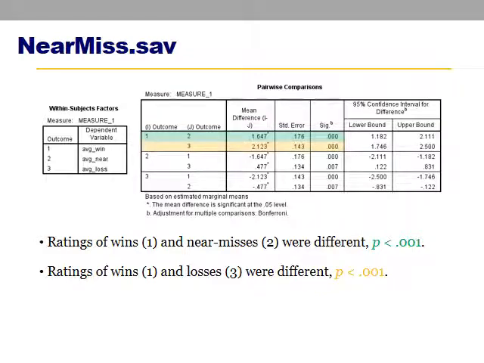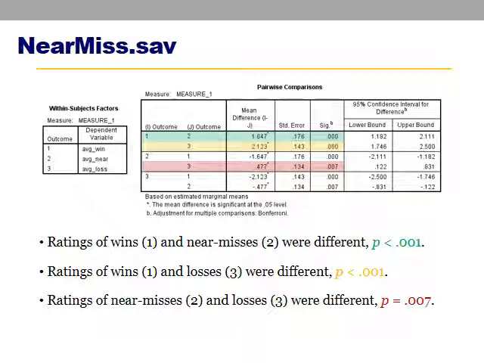The second row of output compares outcome 1, wins, against outcome 3, losses. The p-value here again is significant, and the mean difference again is positive, which tells us that children rated wins as different from losses. So as one might expect, the kids in this study rated wins as being more successful than both near misses and losses. The remaining question is, did kids perceive a difference between losses and near misses, even though both of them really are losses?